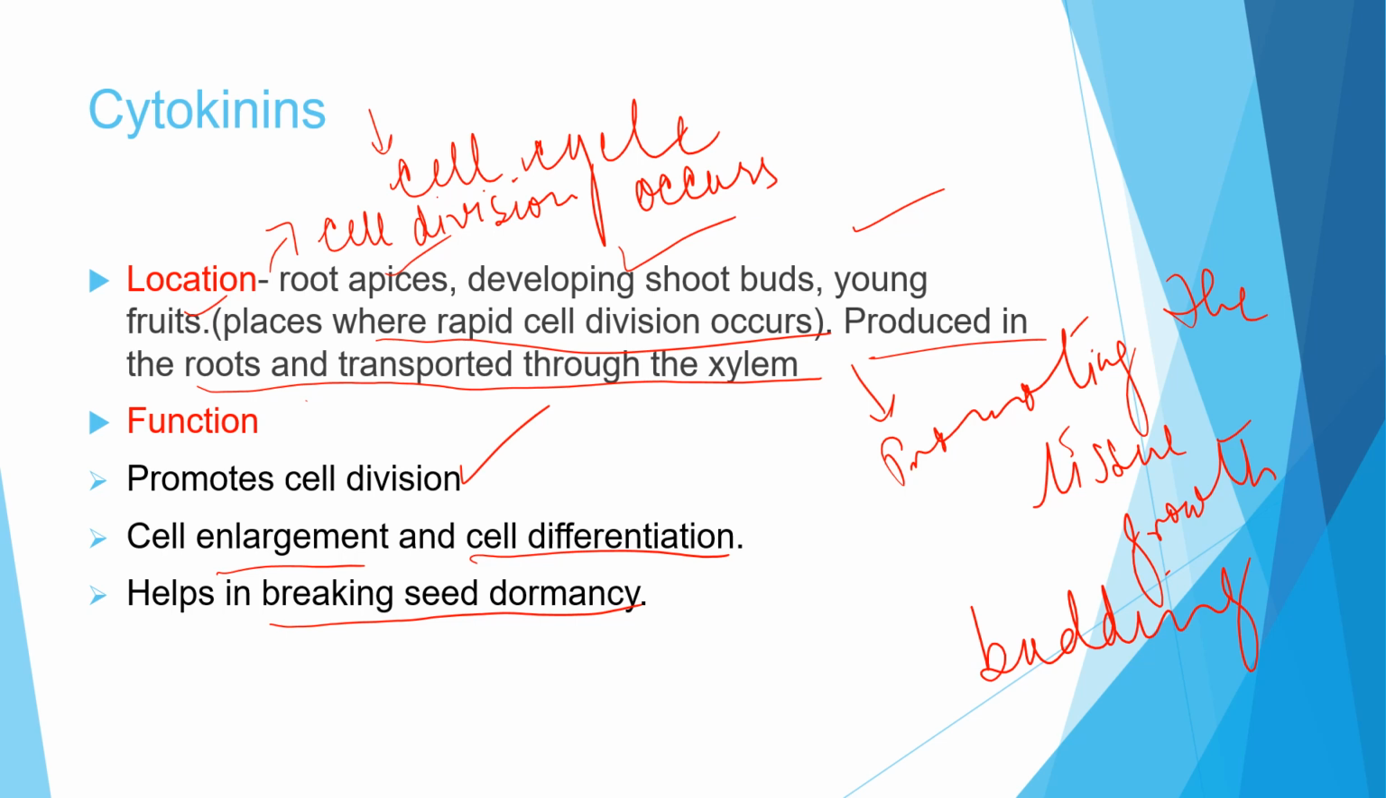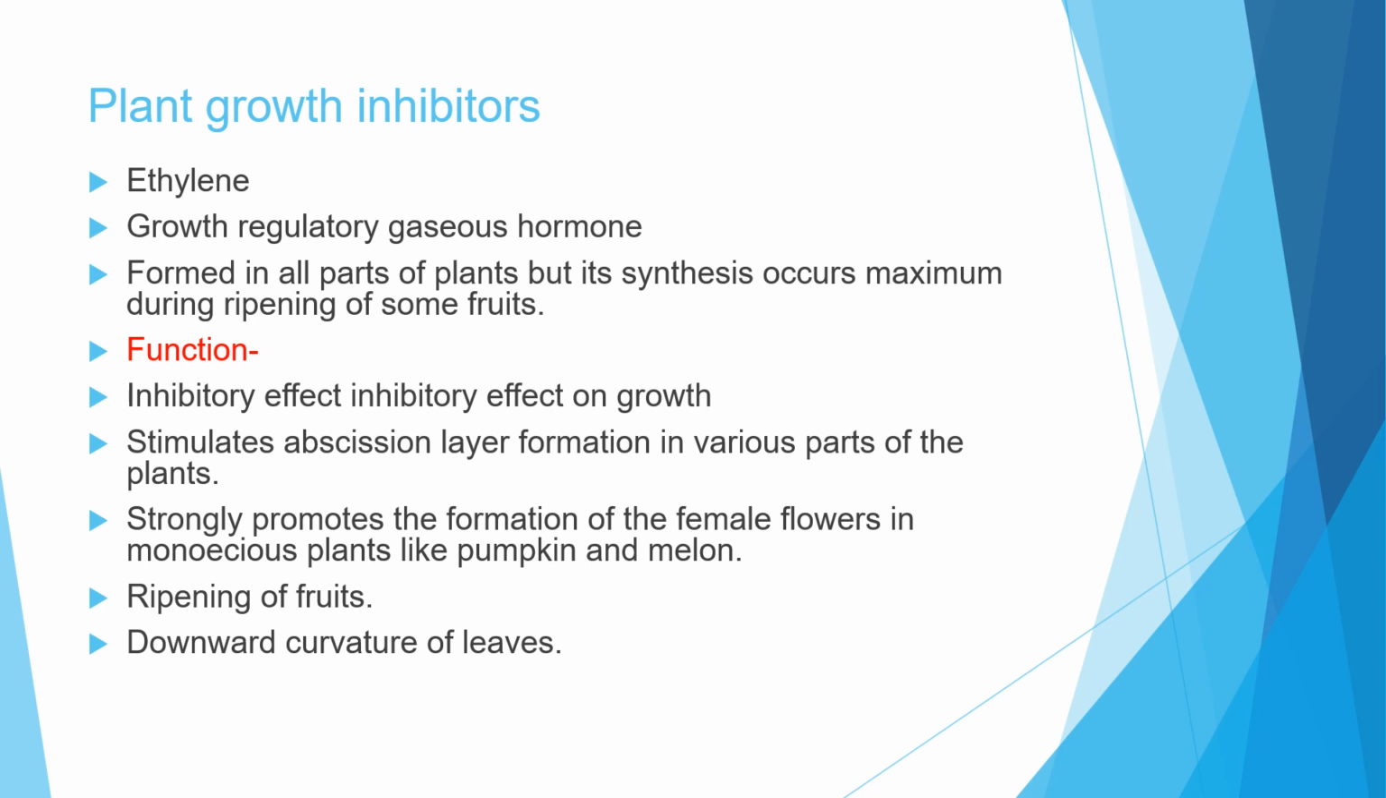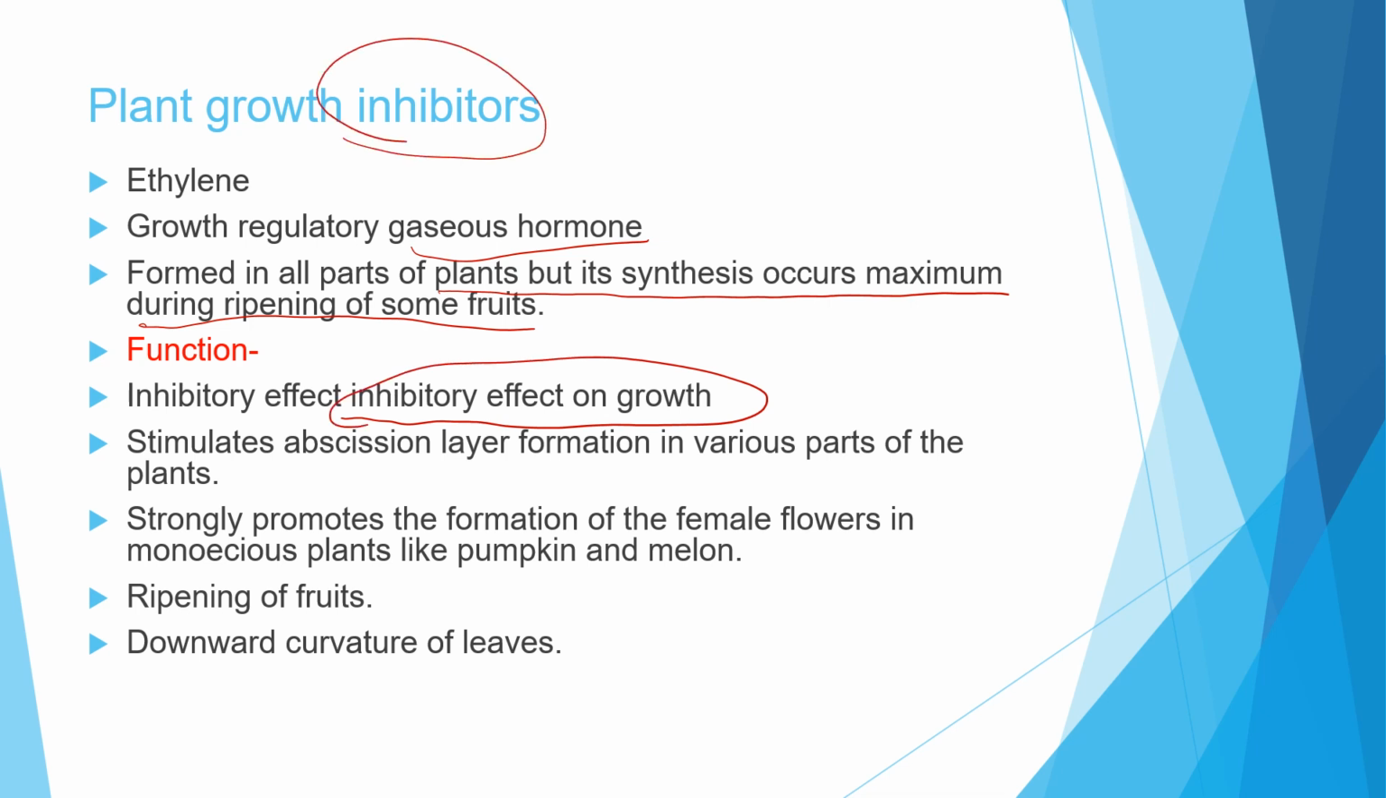Now we will move on to the next ones, ethylene and abscisic acid. Here comes the first plant growth inhibitor, ethylene. Ethylene is a gaseous growth regulatory hormone, and it is formed in all parts of the plant, but synthesis occurs maximum during the ripening of some fruits. It has an inhibitory effect on growth, so it is called a growth inhibitor.